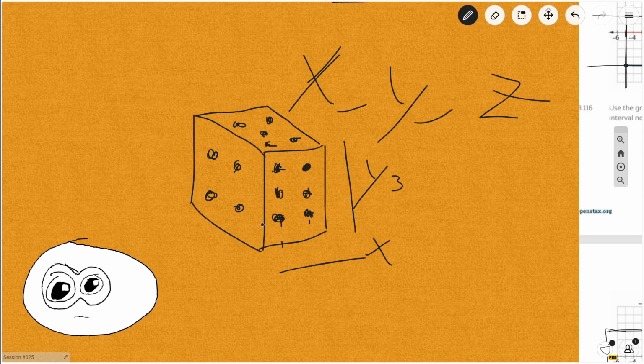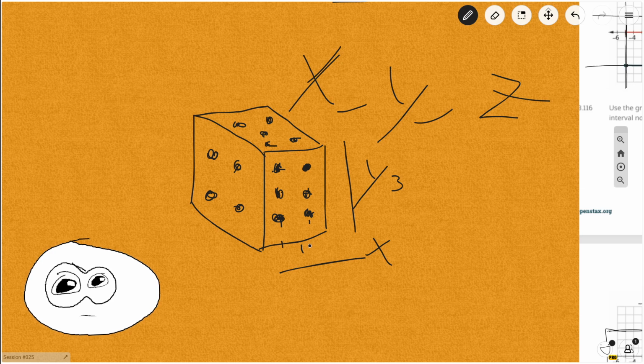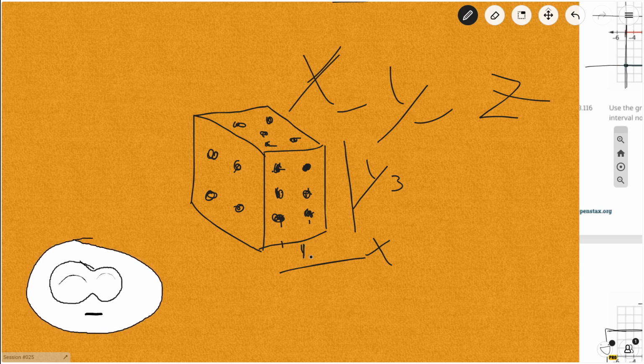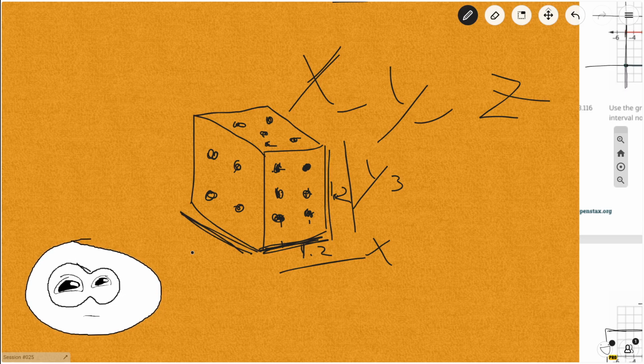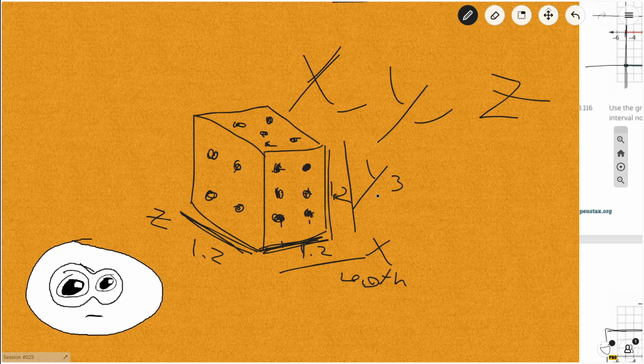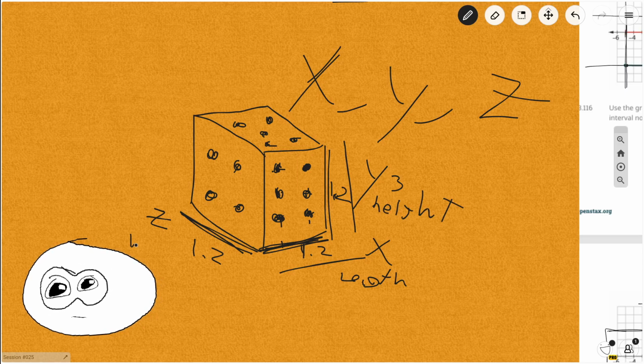Anyways, so if this is going to be one side, let's do funky numbers. Let's do 1.2. That's the length right here. The height is 1.2, and then because it's a perfect cube, the width will also be 1.2. That's going to be the z. Length, height.